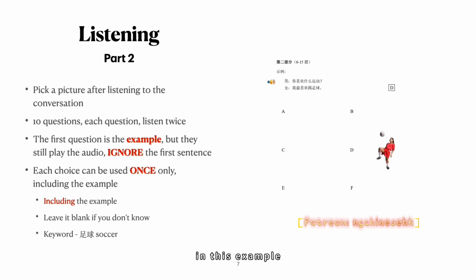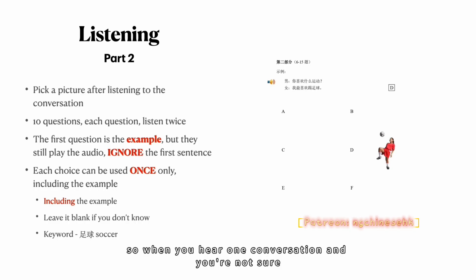In this example, picture D already matched the conversation. It means D cannot be used again for your other questions and conversations. That's why D is not included in your choices. You can only choose from A, B, C, E, F.